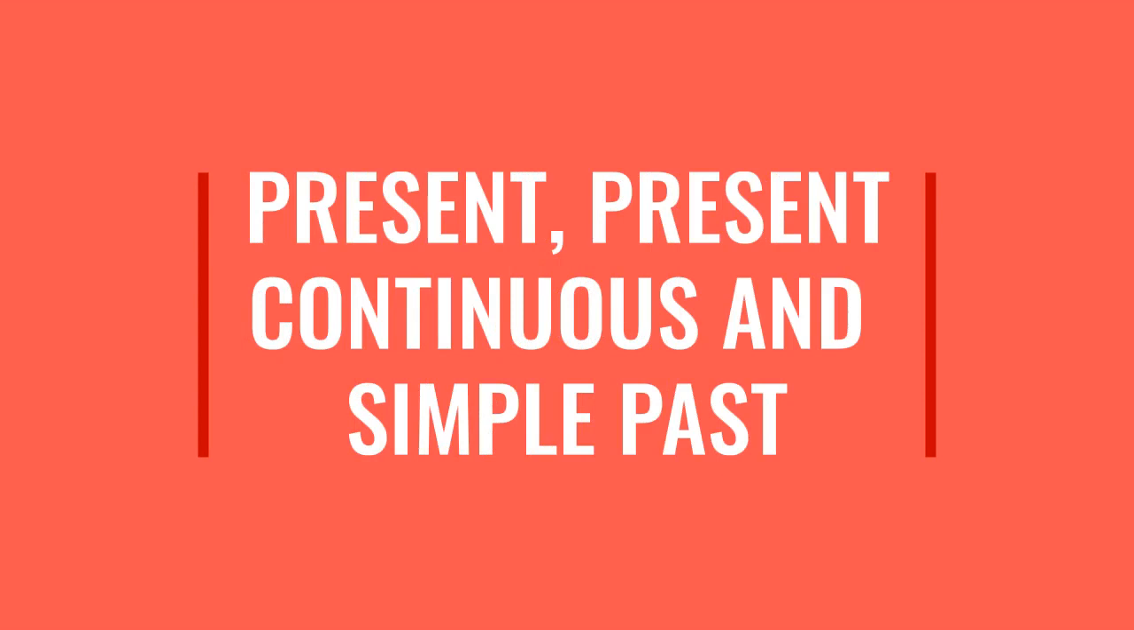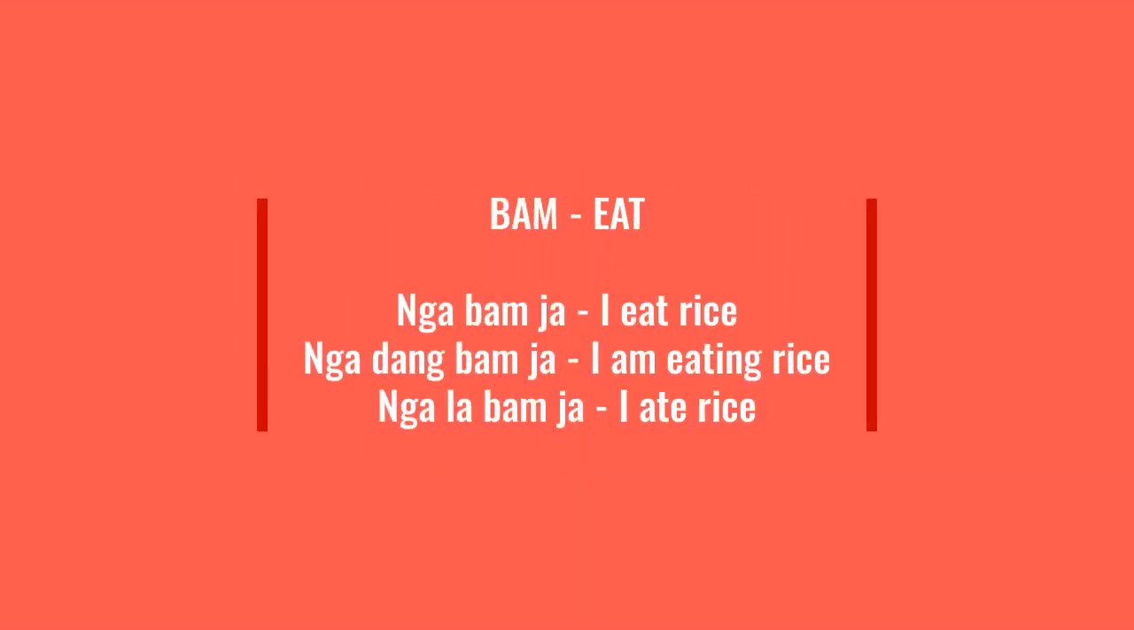Today we shall see the present, present continuous, and past tense or simple past. Bam in KHASI and in English it is eat. For example, in present tense, nga bam ja, I eat rice. Nga dang bam ja, I am eating rice. Nga la bam ja, I ate rice.